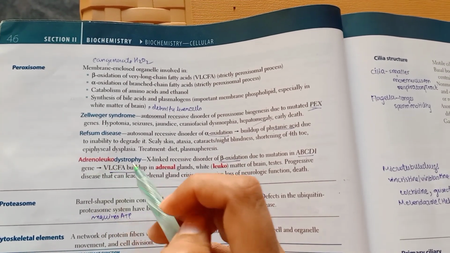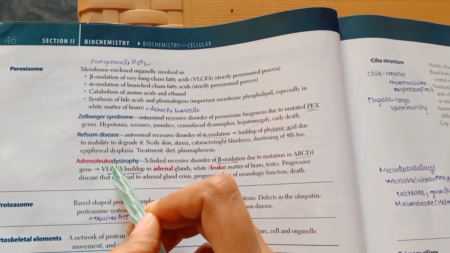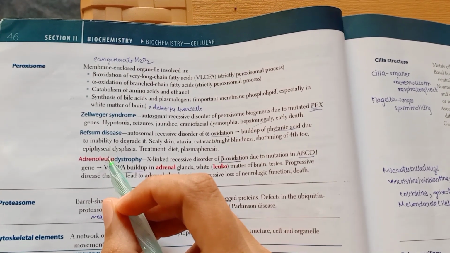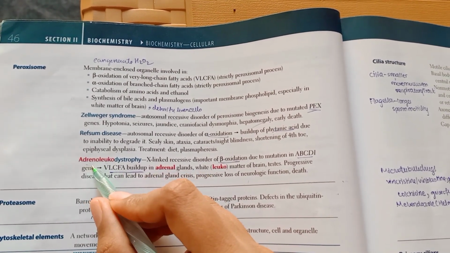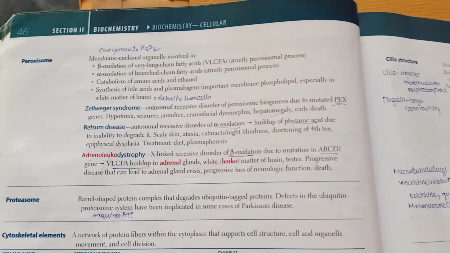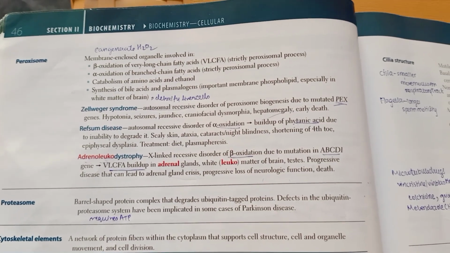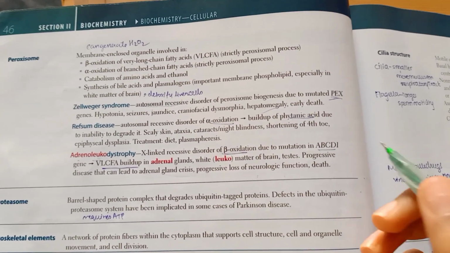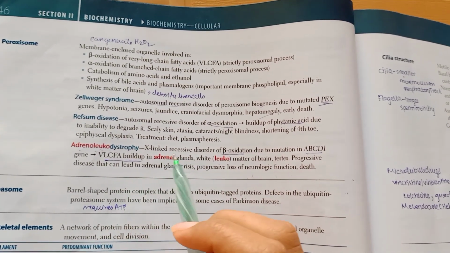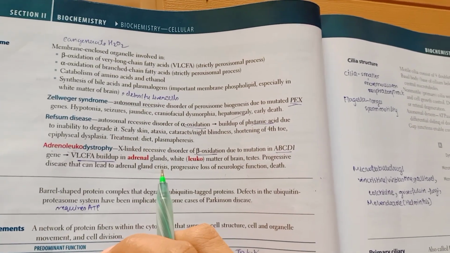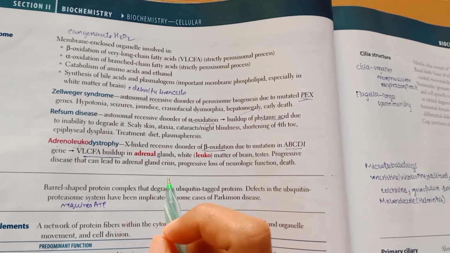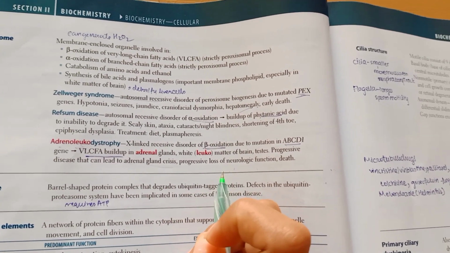Next, coming to adrenoleukodystrophy. In the name itself, you can see adrenoleuko. It means the problem here is actually in beta oxidation. So very long chain fatty acids will accumulate, especially in the adrenal gland. Leuko means especially in the white matter of the brain. The acid accumulates because of mutation in the ABCD1 gene, that is VLCFA buildup in the adrenal and leuko, that is the white matter of the brain. This disease can also lead to adrenal gland crisis and sometimes progressive loss of neurological function and death.